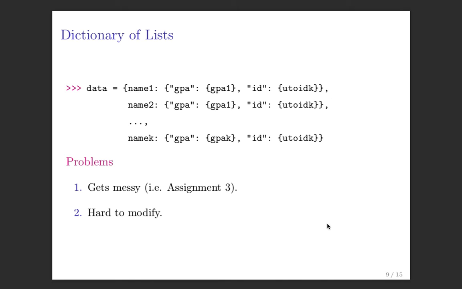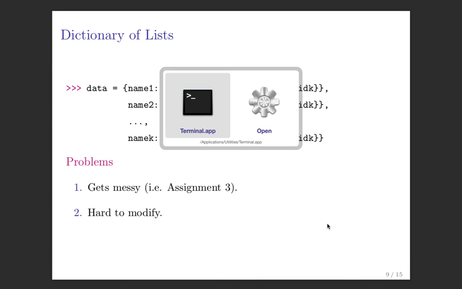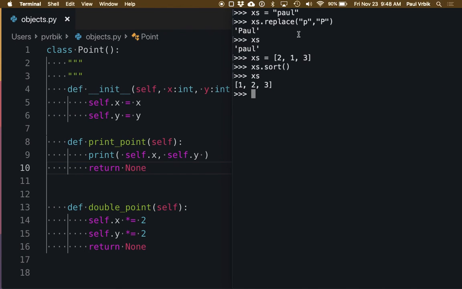But really, the answer is, well, let's just use an object. Right? The natural thing to do here is to create a student object. That student object can have attributes, right? Name, GPA, ID. And then we can define methods in order to compare them, right? And do other things. So how much time do we got? Oh, okay, tons of time.